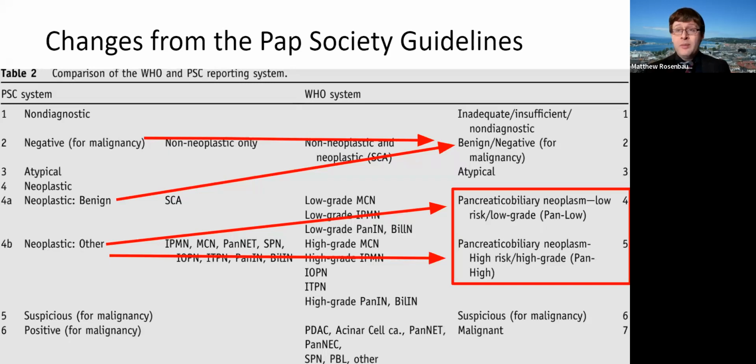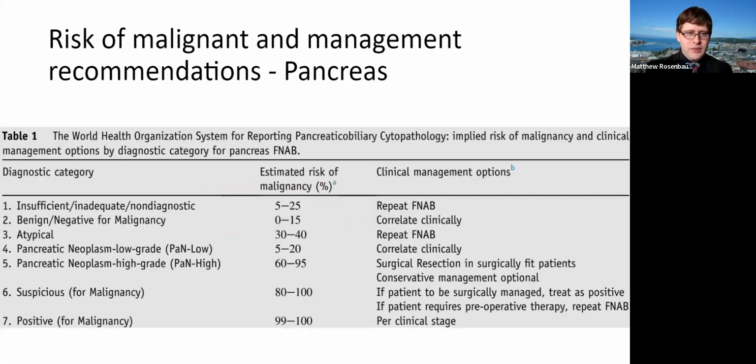Important to mention, we used to call low, intermediate, high grade. Now we just call low or high. Moderate has been categorized as low. Suspicious and malignant basically have been kept the same. Like I said, malignant now definitely includes a neuroendocrine tumor and solid pseudopapillary neoplasm. So that's sort of the main changes that we've seen.